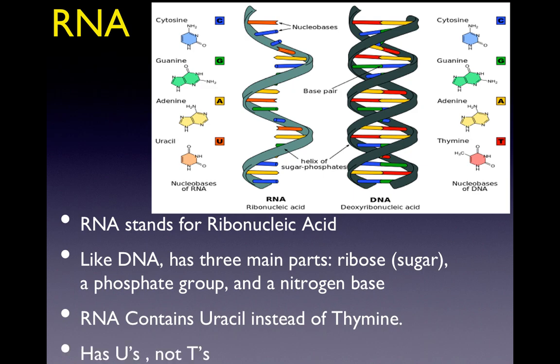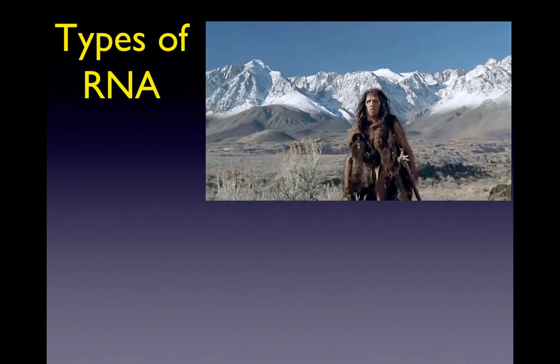Again, just like our rules with DNA, we can take the first letter of uracil and create it to represent what uracil is in our bases. So that's where the U comes in and not the T's. Types of RNA.